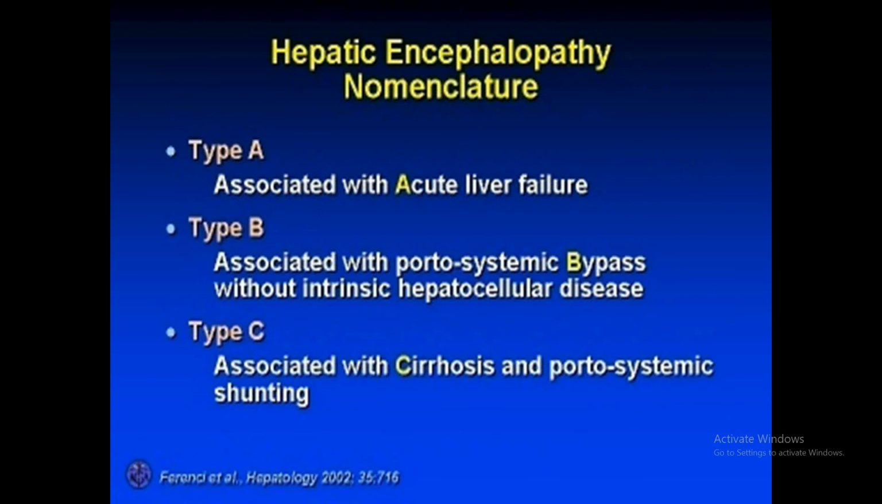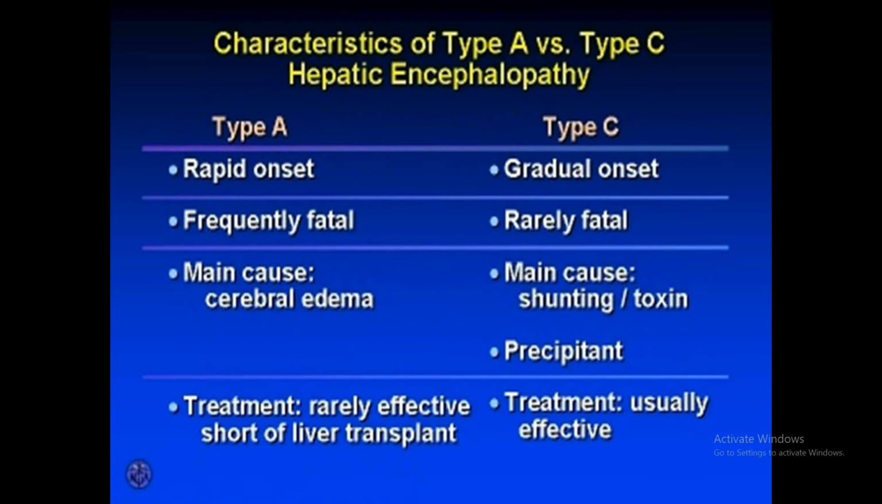Now, hepatic encephalopathy is a very important complication. Type A is associated with acute liver failure. Type B is associated with the portosystemic bypass, without intrinsic hepatocellular disease. And type C is associated with cirrhosis and portosystemic shunting. We usually see type A of the hepatic encephalopathy, so I will discuss type A. In type A, it is rapid onset, frequently fatal. The main cause is cerebral edema, and treatment is rarely effective short of liver transplant.